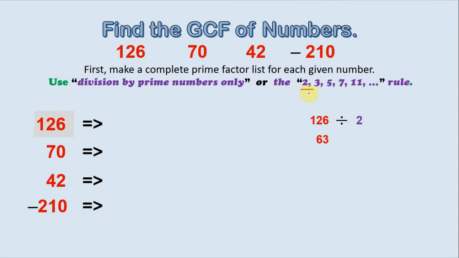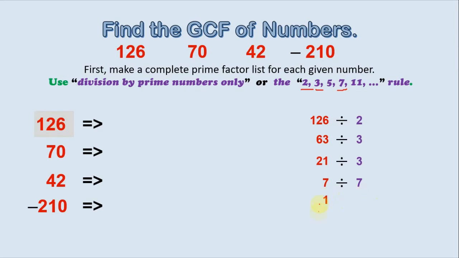Since 2 can no longer divide 63, we move to the next prime, which is 3. Divide 63 by prime number 3 to get 21. Divide 21 still by 3 to get 7. Skip prime number 5 since it cannot divide 7. Divide 7 by prime number 7 to get 1.